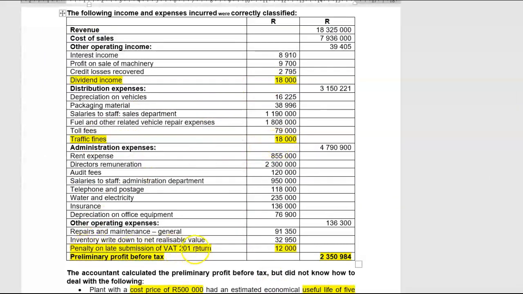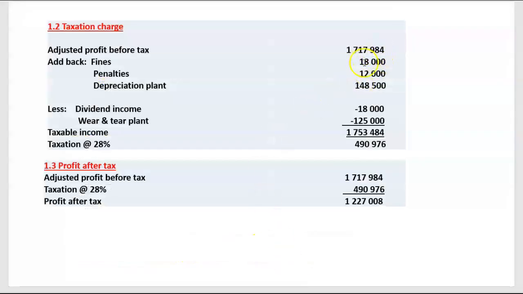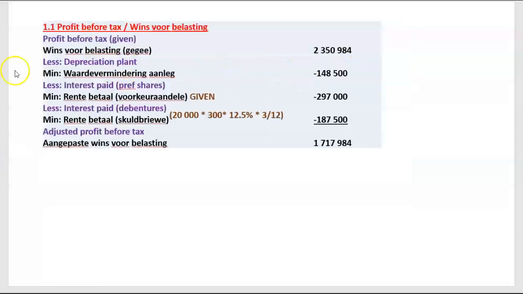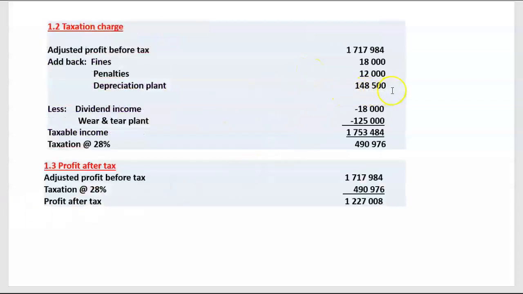And the same thing applies to the penalty on the late submission of our VAT return. I need to add it back to my profit. So there I add back the fines. Here I add back the penalties. Now remember, when we did this calculation, we took our actual accounting depreciation in order to arrive at our actual accounting profit, 100% correct. But now the receiver of revenue does not recognize the 148,500 as a tax deductible expense. So therefore we're going to add the 148,500 back again.